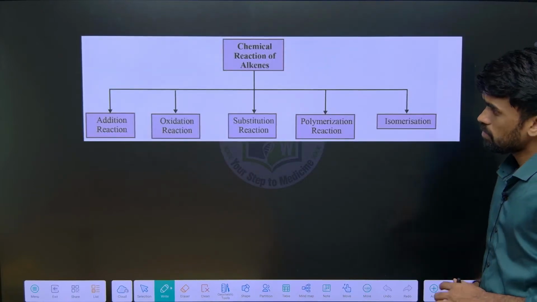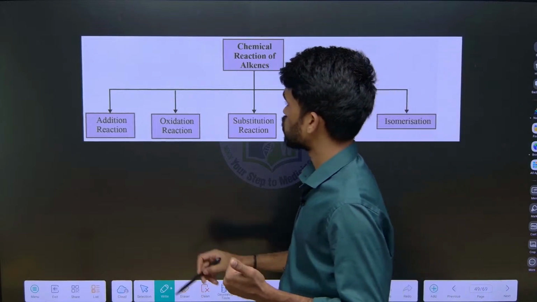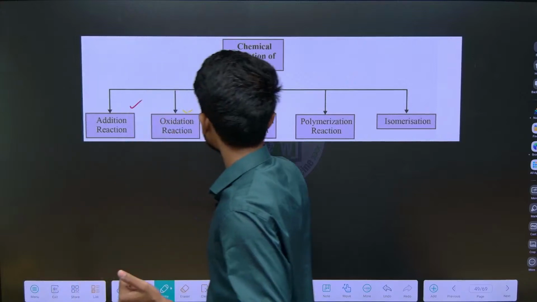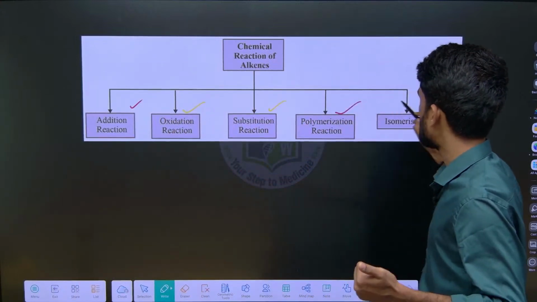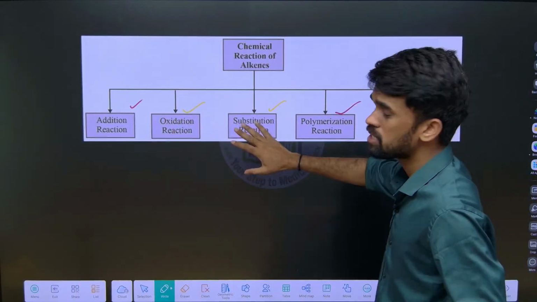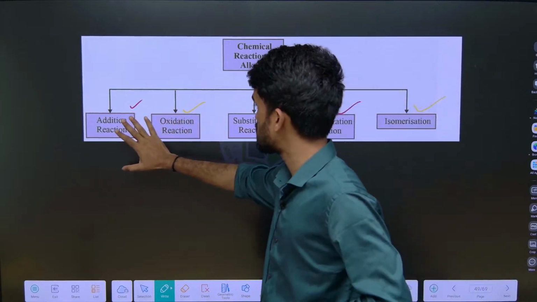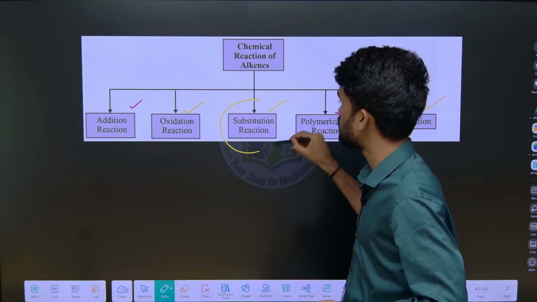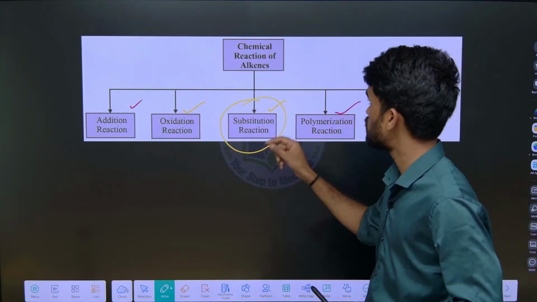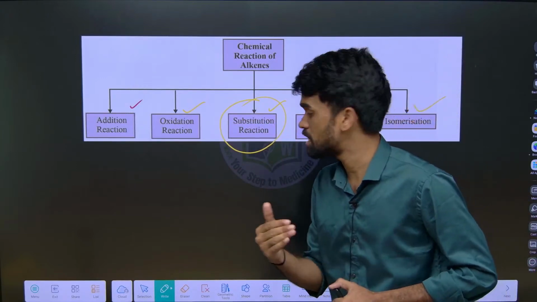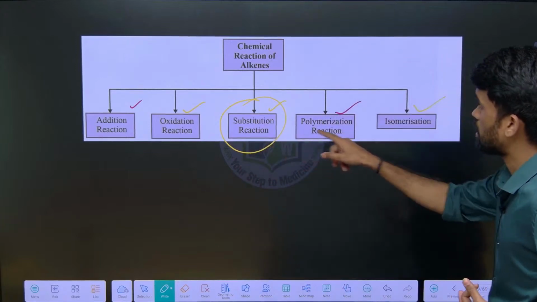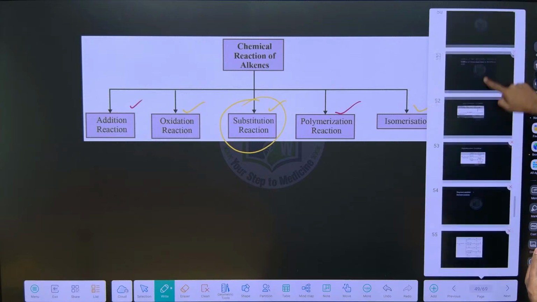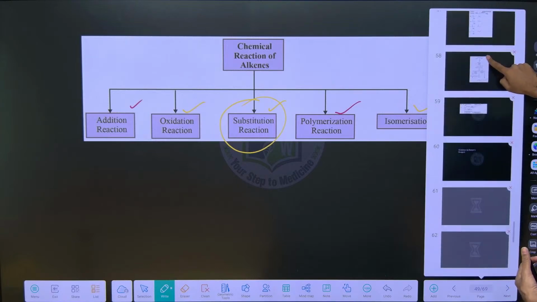Next, what are the chemical reactions it can show? It can show addition, and then oxidation, substitution, polymerization, and isomerization. In the next session we will be discussing these reactions. Substitution in alkanes we already discussed, so we need to discuss alkenes. Now let us see some questions that are possible from this.